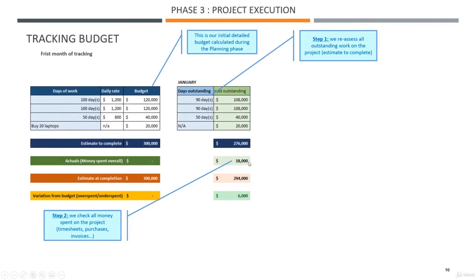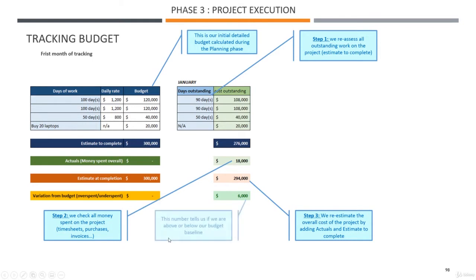Step 2, we go into our timesheets, we go to our finance person, we check our invoices, and we gather only $18,000. So we re-estimate the overall cost: we add what's left to be done and what we have spent, and that gives us this amount here, 294,000. Initially we told our steering committee the project will cost us 300,000, and now it's only 294,000. So we are at the moment $6,000 ahead.